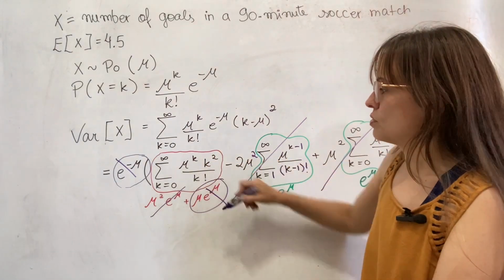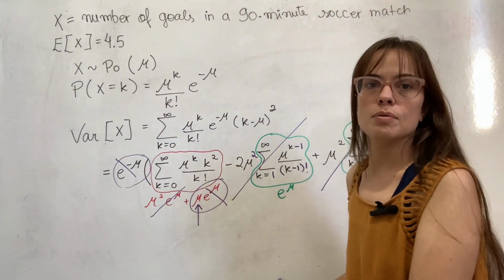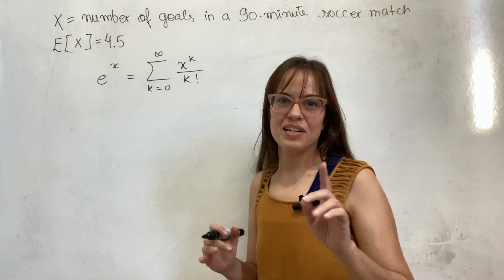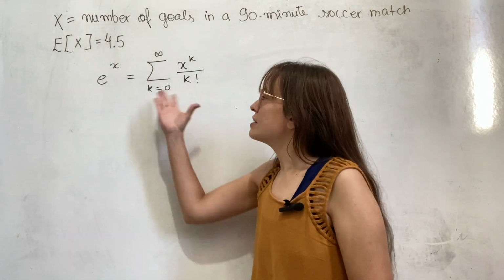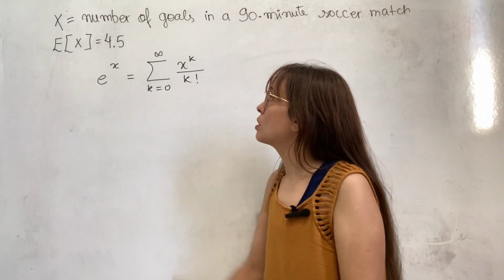This one cancels with this one, and then the variance is just the remaining mu. Okay, so to explain the one that I didn't explain yet, here's a trick that I really like. That's the Maclaurin series that we are used to, right? It's e to the power of x.